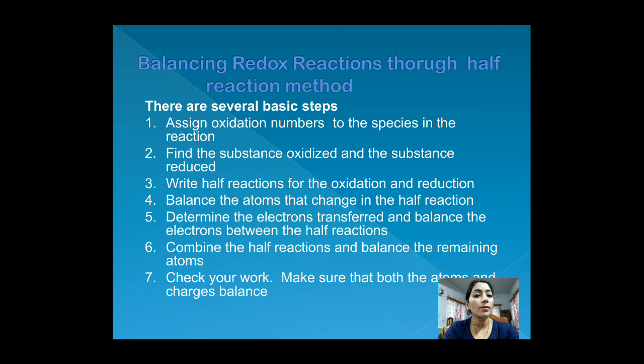Next, determine the electrons transferred and balance the electrons between the half reactions. Step 6, combine the half reactions and balance the remaining atoms. Next, check your work. Make sure that both the atoms and charges are balanced.